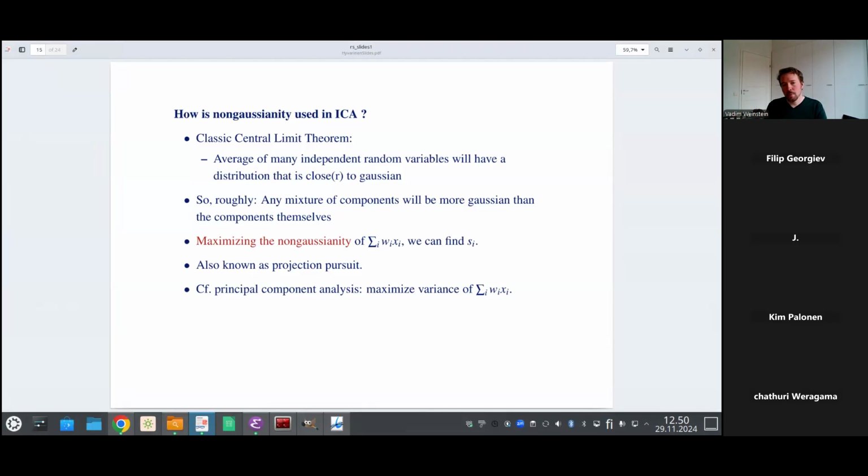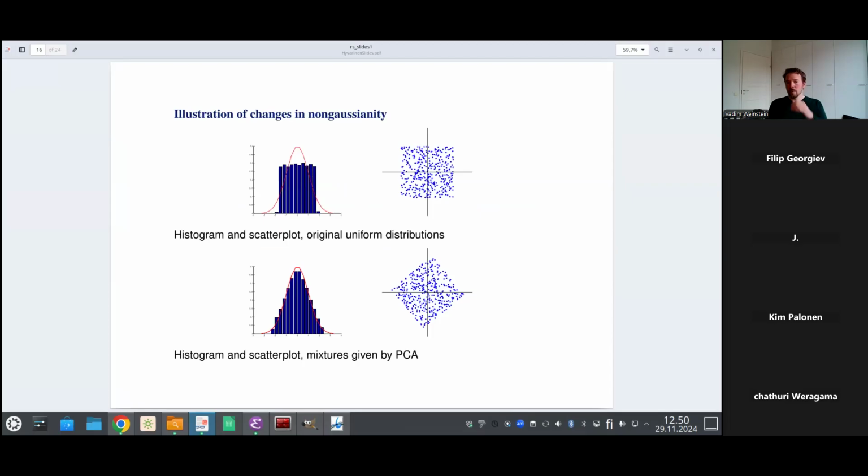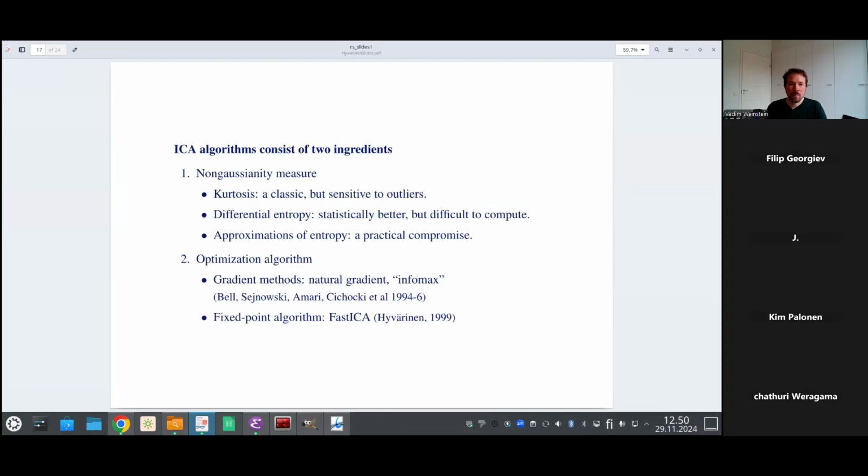And more generally, maximizing non-Gaussianity of this. So this w transposed x_i corresponds exactly to multiplying this X with this W. Here's the same example, which I already showed on my blackboard. There are other ways to measure non-Gaussianity than kurtosis, and if you come up with a new one, then you will probably come up with new algorithms for ICA.